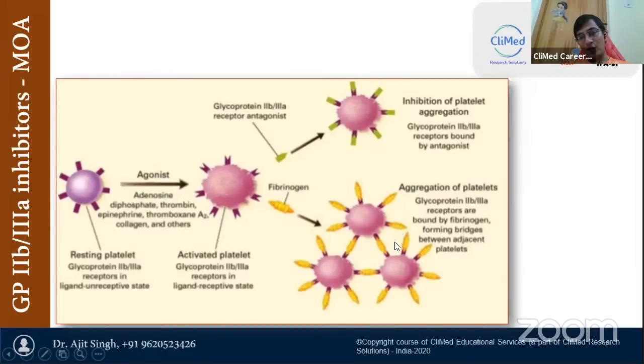right? As you can see, the yellow ones are binding and making a plaque. But when these drugs are occupying these receptors, there is no chance to invite other platelets to bind or to aggregate, right? So this is the mechanism of action.